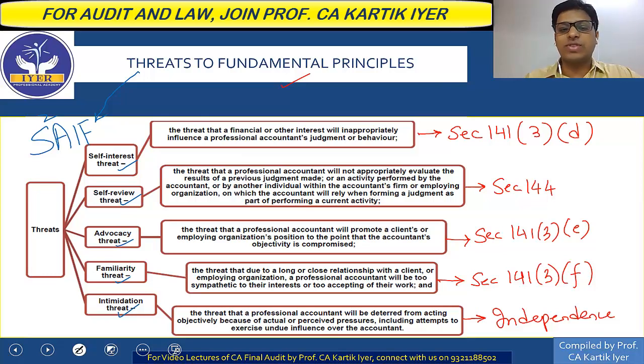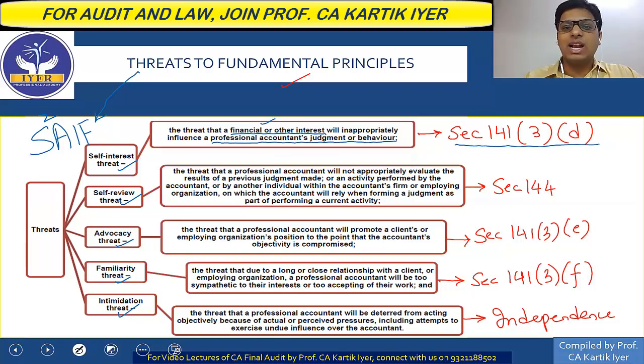So let's see what the threats are. Self-interest threat. What is this? The threat that a financial or other interest will inappropriately influence the professional accountant's judgment or behavior. Inappropriately influence, because of any financial or other interest. That is why you see in the Companies Act, in section 141, subsection 3, clause D, that the auditor or his partner or his relative should not have shares in the company. For the relative, of course, there is some leeway that they can hold up to a face value of 1 lakh. So all this is given.